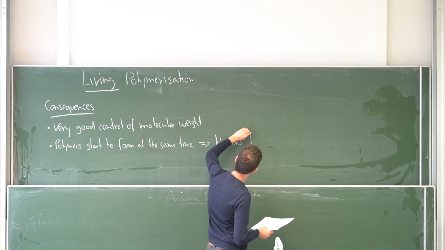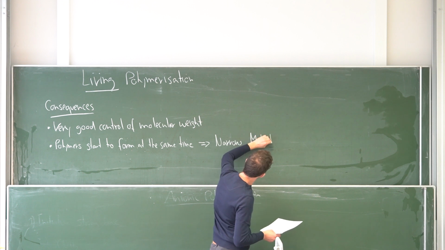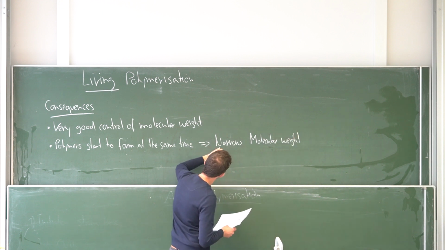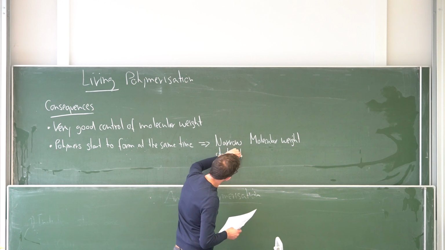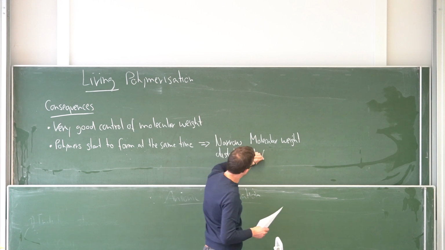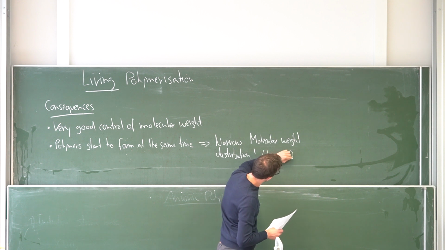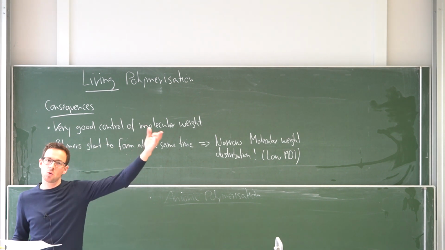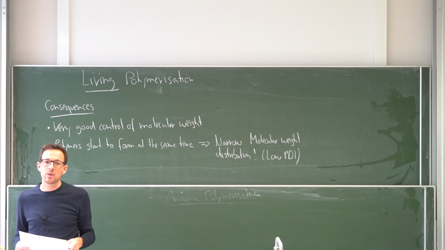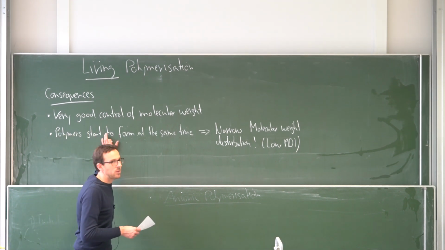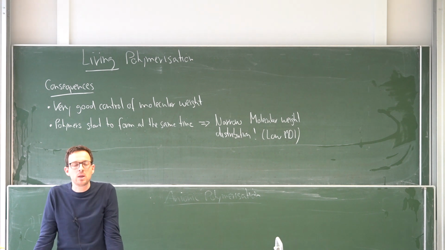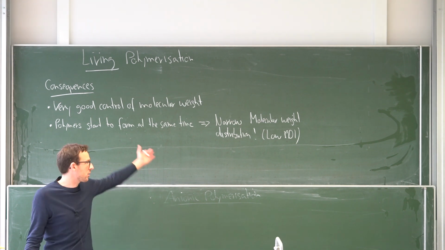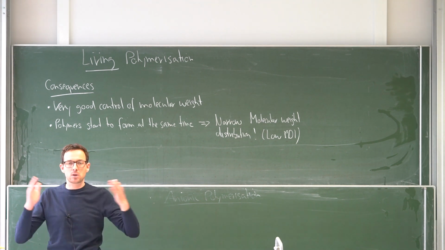molecular weight distribution, or a very low polydispersity index, which, if you remember our very first lecture, is the ratio of the weight average molecular weight divided by the number average molecular weight. And you can imagine, since a lot of properties of polymers depend on the chain length, this is the perfect tool to really investigate these structure property relations.